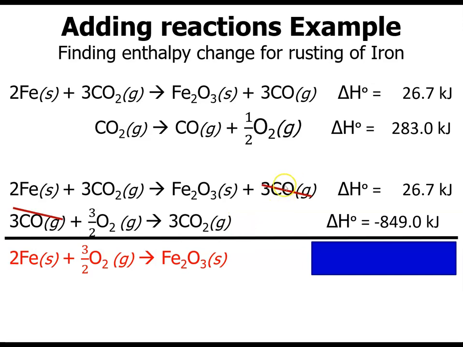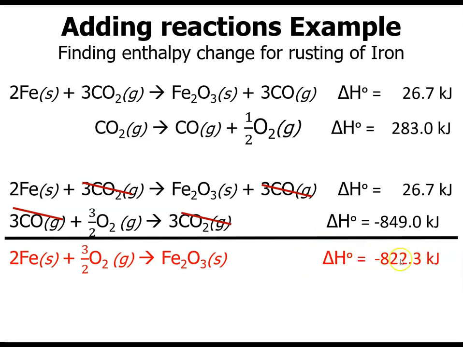Now I can cancel out the similar units because I have 3 of each of these carbon monoxide groups on either side of this arrow. I can cancel out the carbon dioxide, so those go away now, and I have 2 iron elements, 3 halves oxygen, and 1 iron 3 oxide compound. So this now allows me to add my enthalpy groups together, because now I have the chemical reaction I'm looking for through a 2-step process. So I add these together, and I'm going to get negative 822.3 kilojoules.